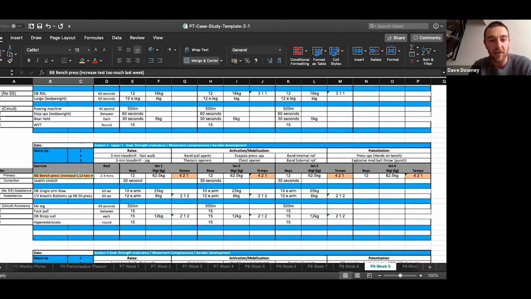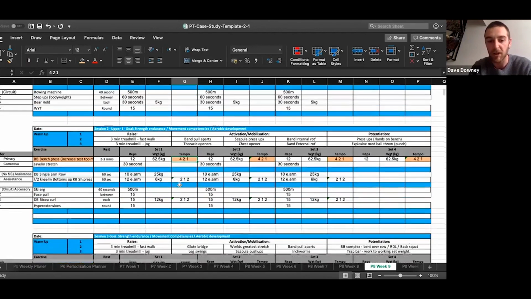You'll see here that we have a little note that says, barbell bench press, the increase may have been just a little bit too much last week. So what we've done is we've reduced the reps and we've just worked on tempo. We haven't increased the weight. We've just potentially slowed down the eccentric part of the movement to overload that way and make sure that our technique is spot on. So again, that's still overloading, but just through tempo alone.